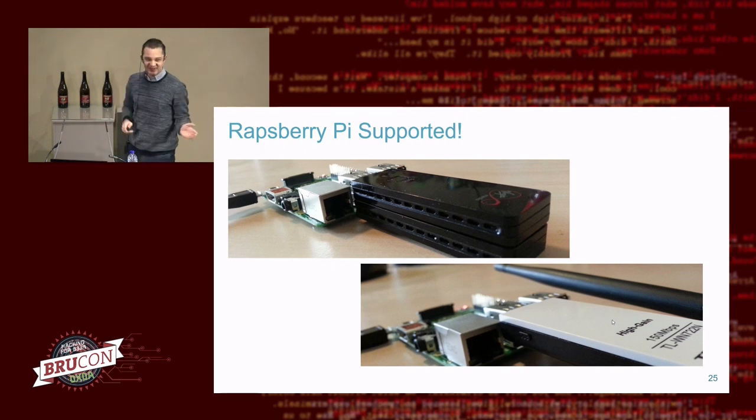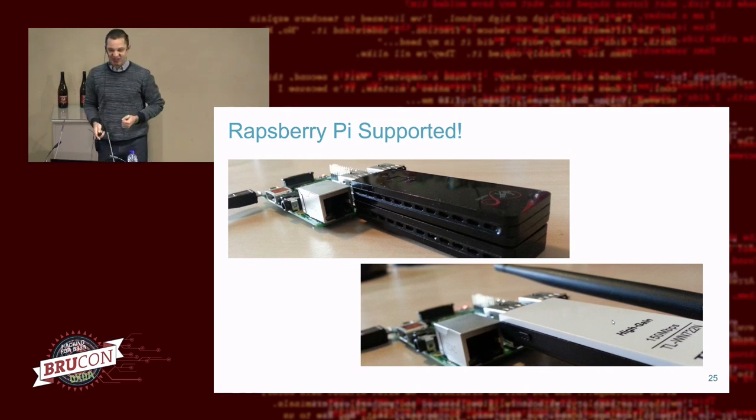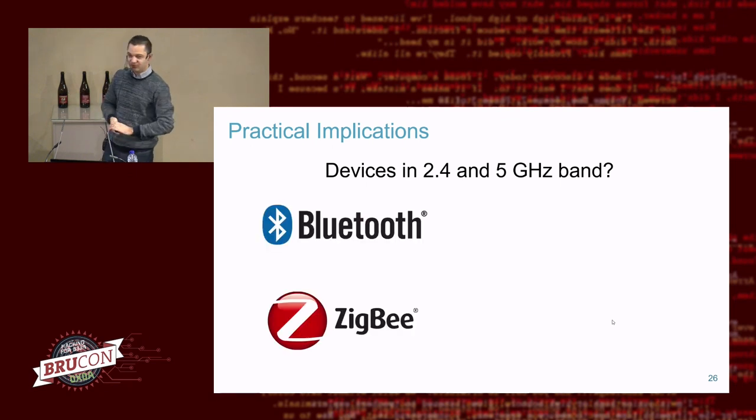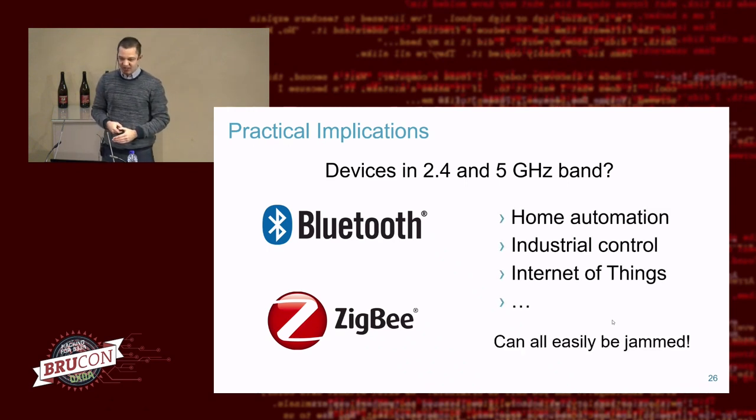But on a more serious note, what's the impact of this in practice? Well, we know we can jam other Wi-Fi devices, but it goes beyond that. We can jam any device that uses the same frequencies as Wi-Fi. So we can also jam, for example, the Bluetooth and Zigbee protocol. And these are systems that are used in home automation devices. I think sometimes even some industrial control systems use them. You have the Internet of Things that uses these frequencies as well. And we can jam all these devices.